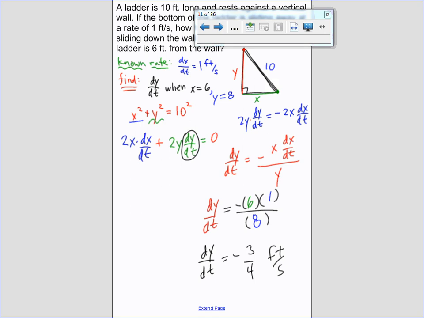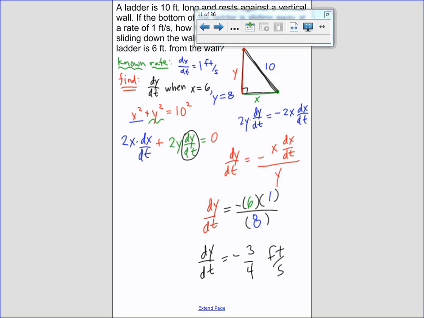Did we mess up? We got a negative. Can we have a negative rate? Yeah. What does y represent in the problem? The distance, the height of the top of the ladder to the ground. And the problem is the base slides away from the wall. What's happening to y? It's decreasing. So it makes perfect sense to have a negative dy/dt.